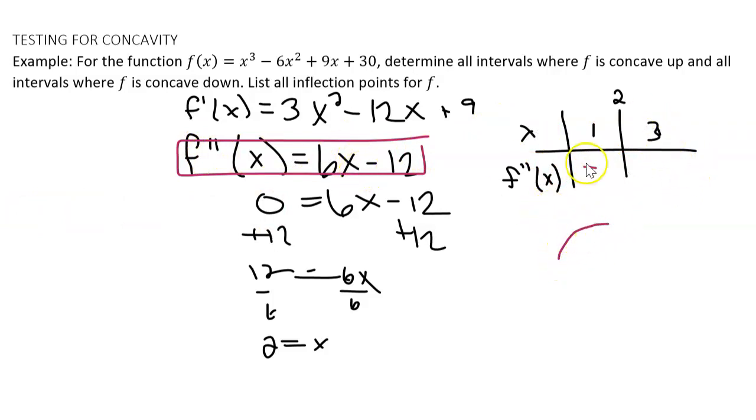If you plug in instead 3, you're going to get a positive 6, and that tells you that the function is concave up. So at 2, we have an inflection point, and the function is changing from being concave down to being concave up. The intervals where f is concave up are 2 to infinity, and the intervals where f is concave down are negative infinity to 2.